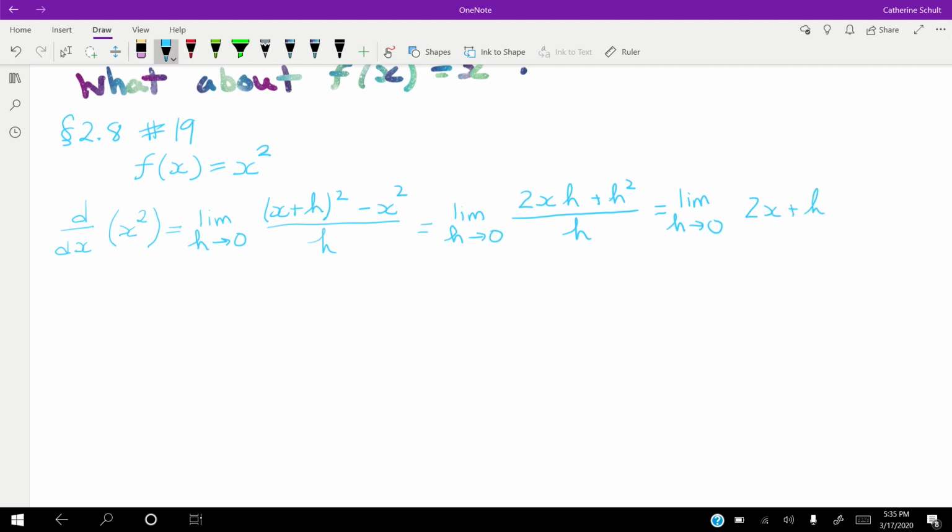And then as h approaches 0, we can just plug it in directly since 2x plus h is continuous at h equals 0. And so the derivative is 2x. Okay.